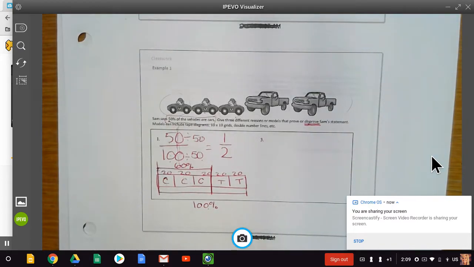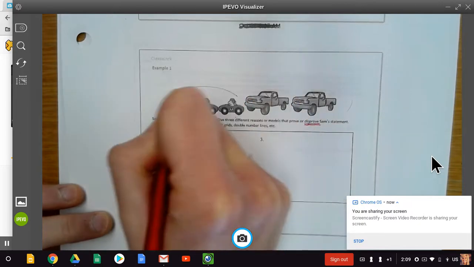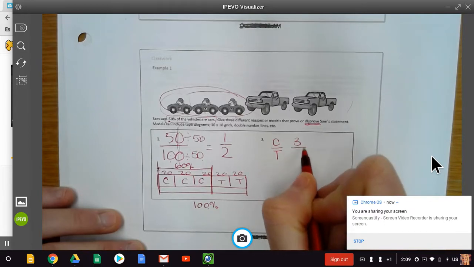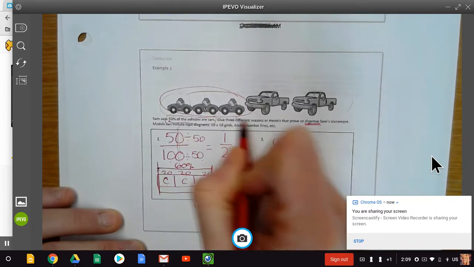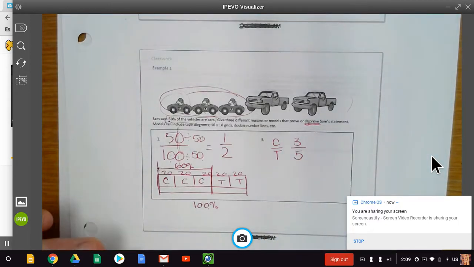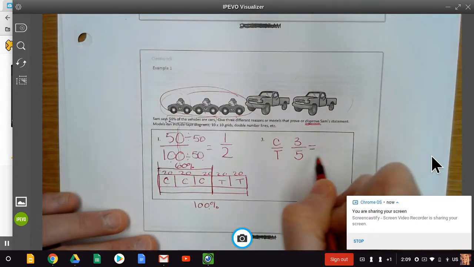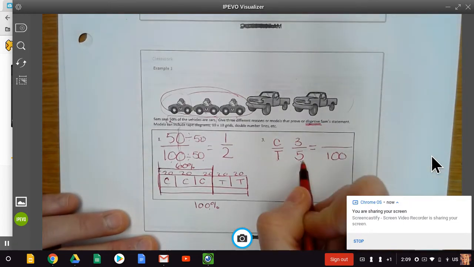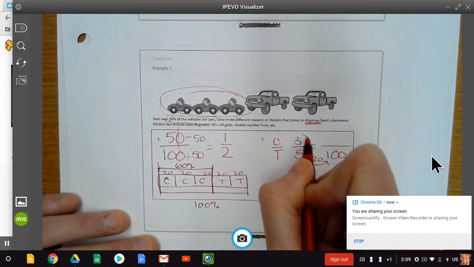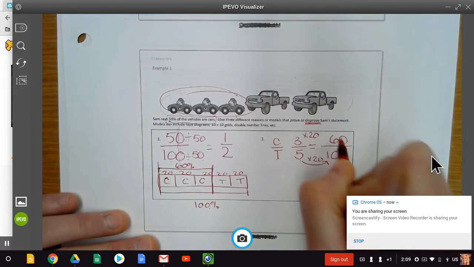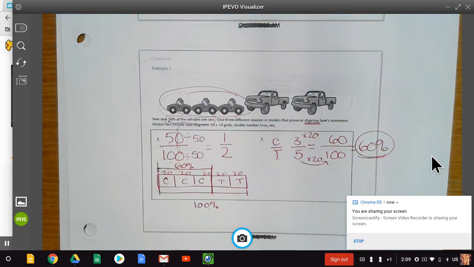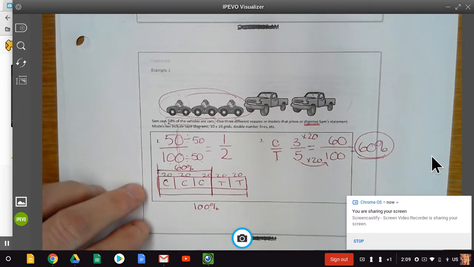Another way: the next method that you could use is to make a little proportion. I count here there are 3 cars, so I can do cars over total: 3 to 5. I know all percents are out of 100, and 5 times 20 is 100, so I would do the same to the top, which would give me 60%, because 60 out of 100 is 60%. So there we proved him wrong again, because he said it's 50. So we did our 3 ways to prove Sam wrong.